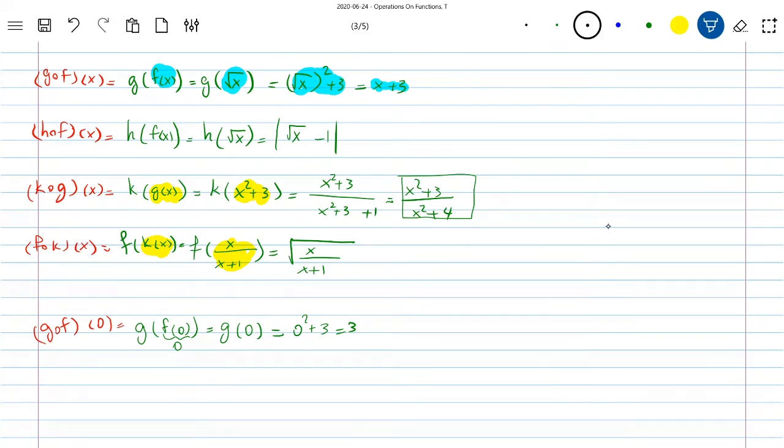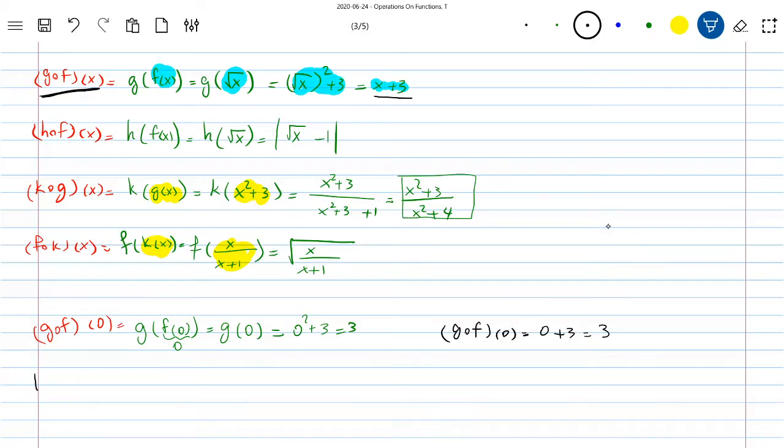The other way is you already found the g of f function here, and what we got was x plus 3. So if they ask you what is g of f of 0, since you already have the function, just replace 0. 0 plus 3. What you get is simply 3. If you don't have the function, you can go through this process. But if you have the function, it's not necessary.